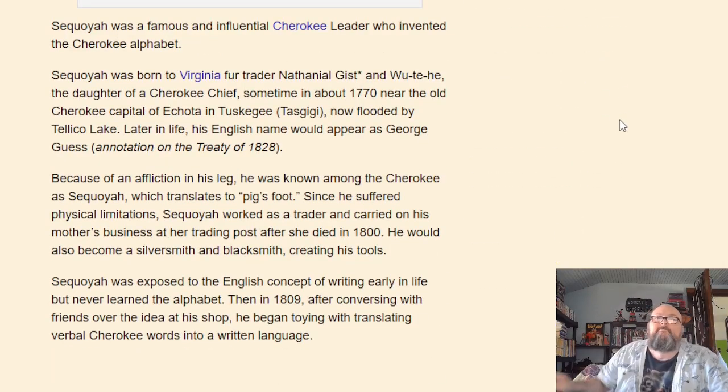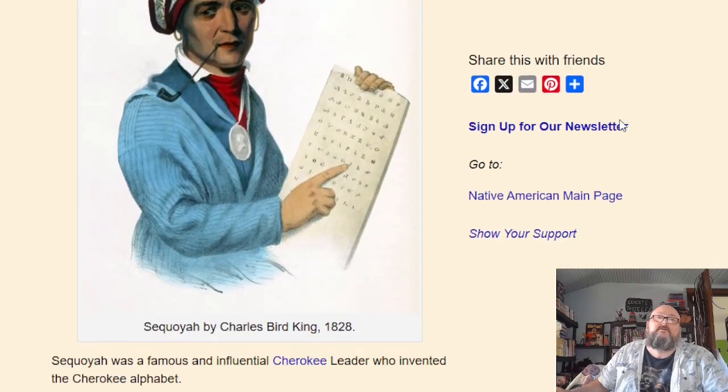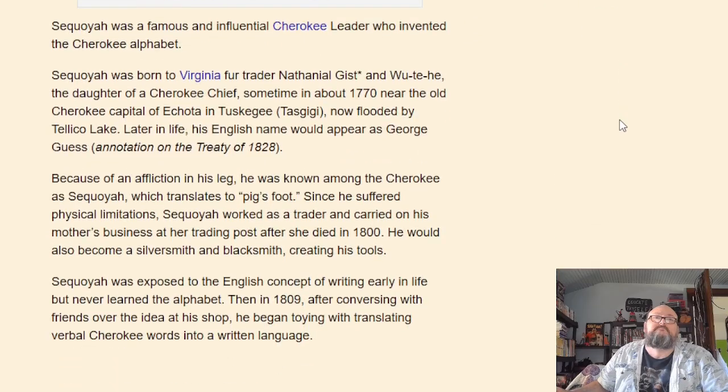By the way, image of Sequoyah painting. Like I've already discussed, he invented the Cherokee alphabet. He was born to fur trader Nathaniel Gist and Wutehe, the daughter of a Cherokee chief, sometime in about 1770, near the old Cherokee capital of Echota in Tuskegee, now flooded by Tellico Lake.